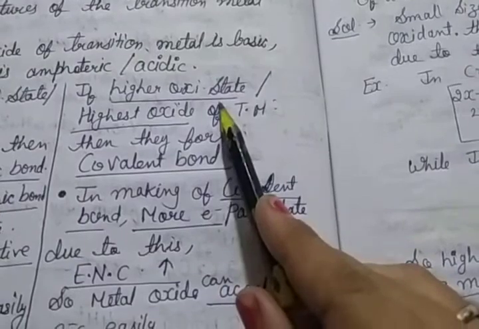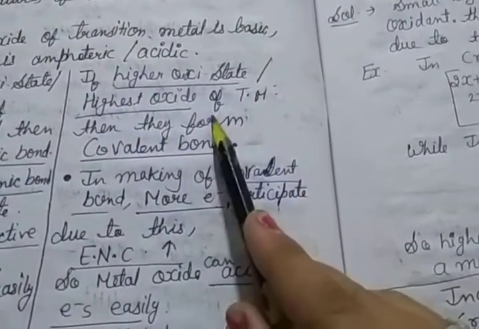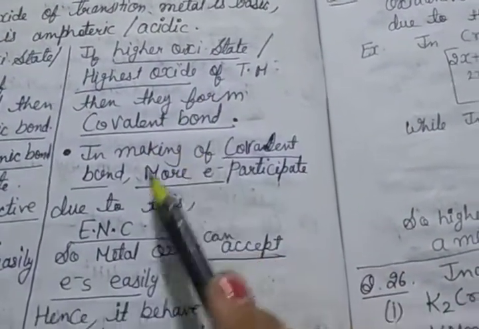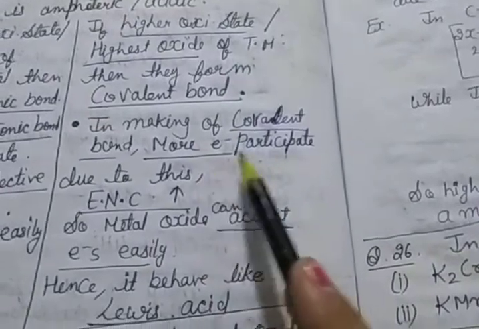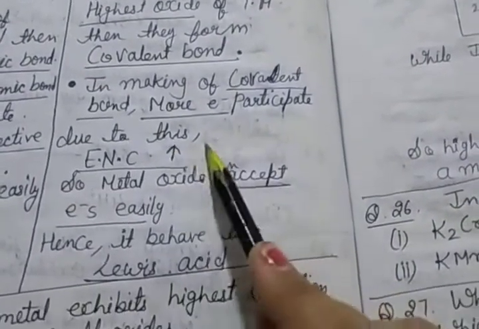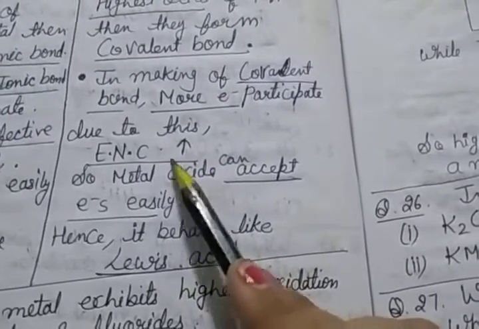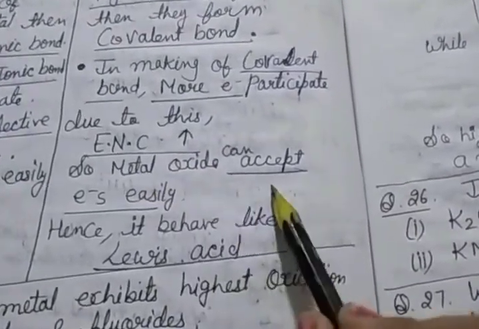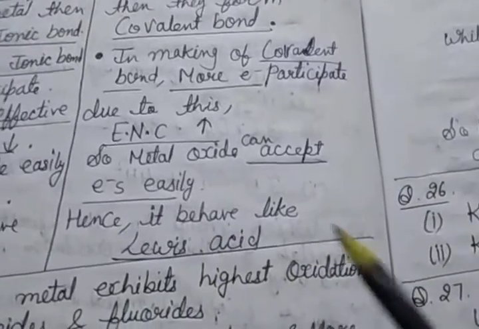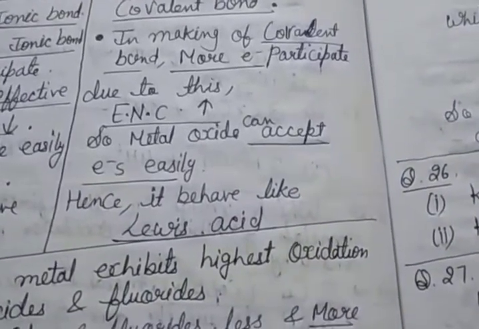In the other case, with the highest oxidation state, covalent bonds form and more electrons participate. Due to this, the effective nuclear charge increases, which means the metal oxide accepts electrons easily and behaves like a Lewis acid.